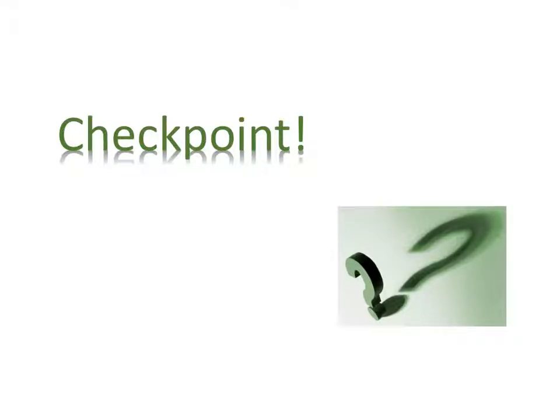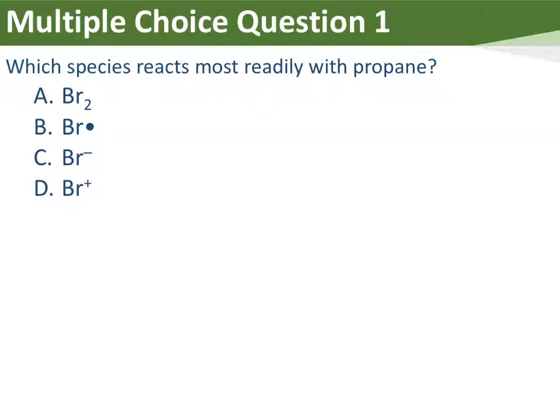Checkpoint question time. Which species reacts most readily with propane? Which individual species, individual particle? It is the bromine radical. Bromine is really not very reactive with propane unless there is ultraviolet light present, and ultraviolet light makes the radical, and it is the radical that is reactive. And that's why it is the bromine radical that answers the question.